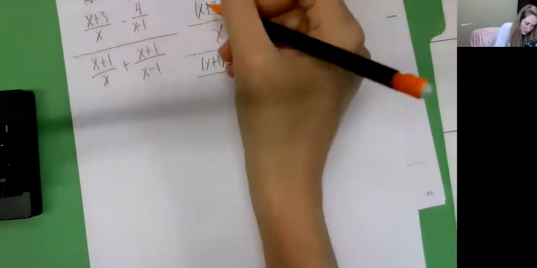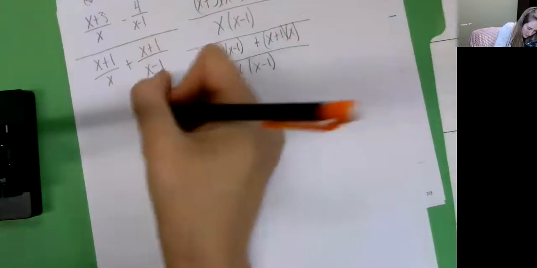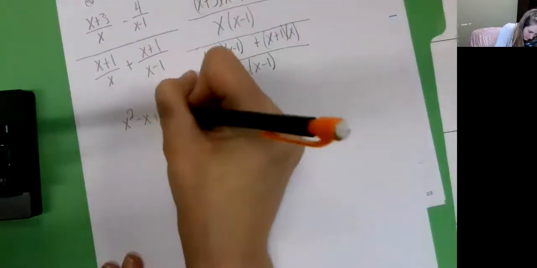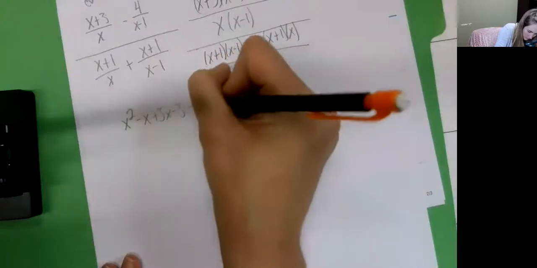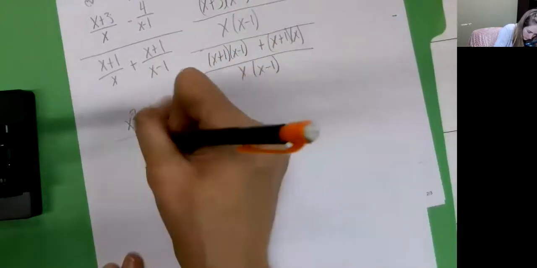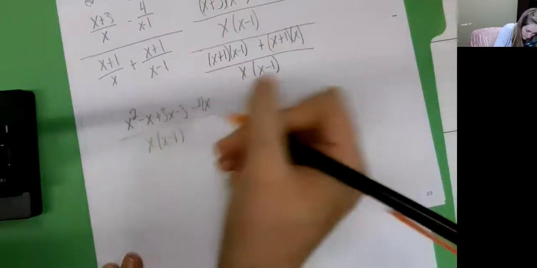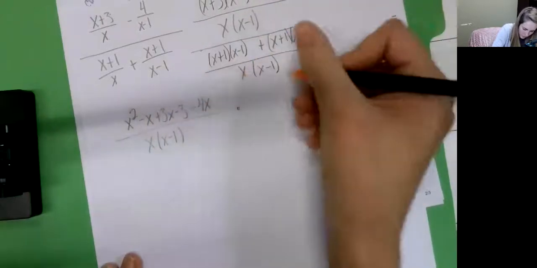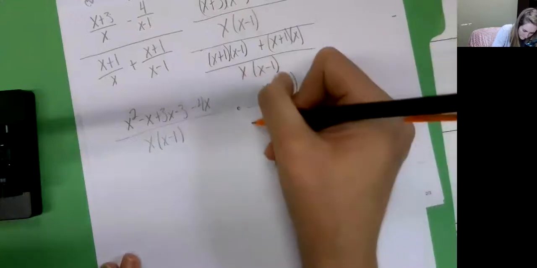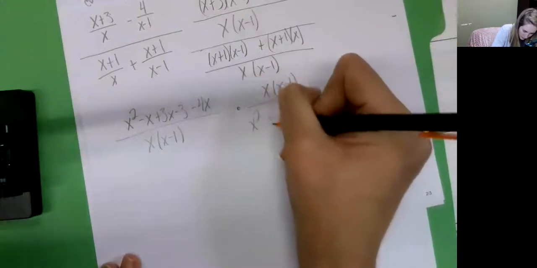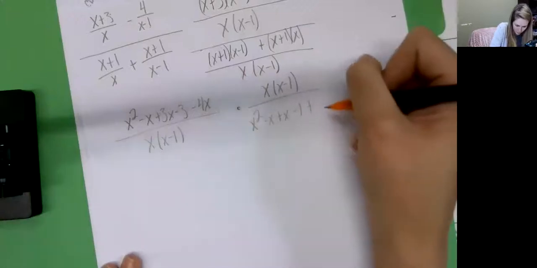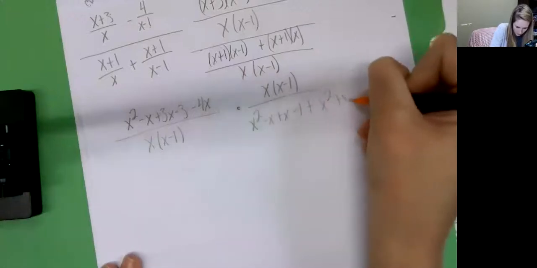Okay, so we FOIL this out. x times x is x squared subtract x plus 3x subtract 3 subtract 4x over x times x minus 1. Now then I'm going to flip this part. So I have x times x minus 1. This would be x squared subtract x plus x subtract 1 plus x squared plus x.